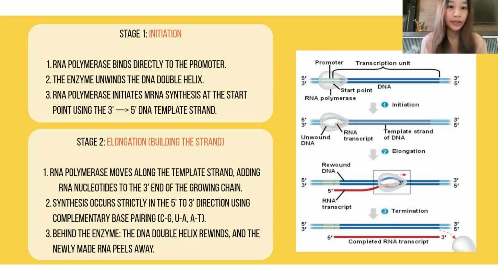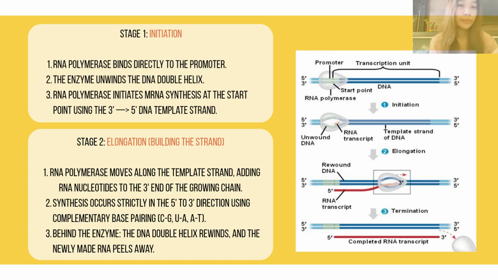Stage 2 elongation. To build the strand, RNA polymerase moves along the template strand, adding RNA nucleotides to the 3' end of the growing chain. Synthesis occurs strictly in the 5' to 3' direction using complementary base pairing. Behind the enzyme, the DNA double helix rewinds and the newly made RNA peels away.